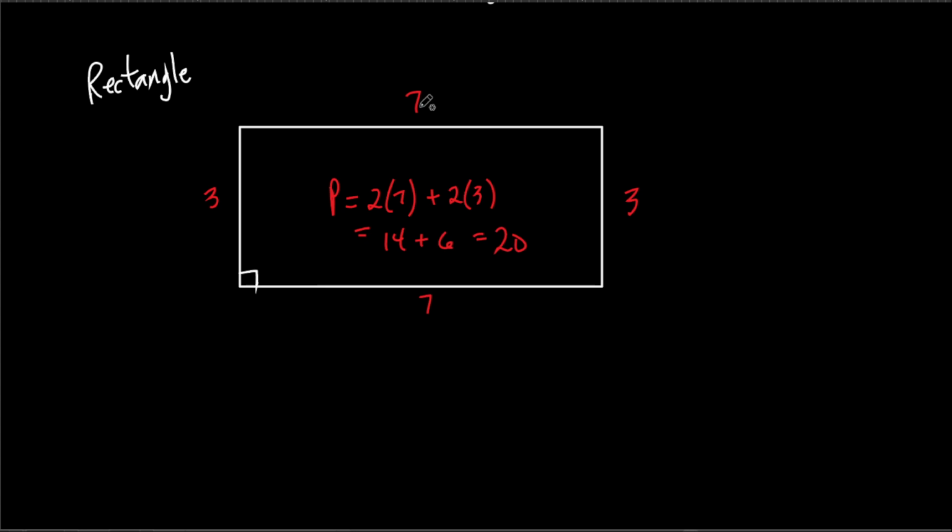It's 20. Now, I didn't put any units here. So if I didn't put any units, do you have to put units down? Not if I didn't, okay? But what if I said this was in centimeters? And this was in centimeters. Then this would be in centimeters.